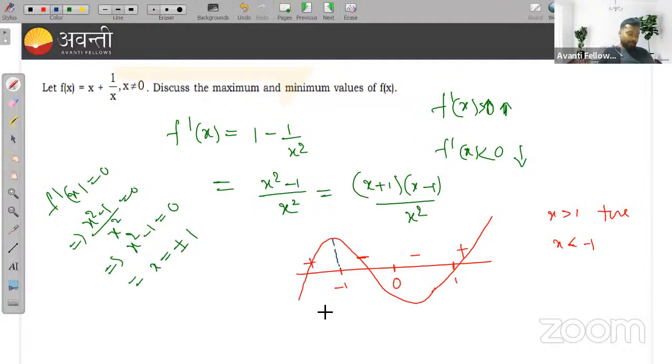At x is equal to minus 1, you are getting local maxima, and at x is equal to 1. At x, sorry, the graph got a bit different. We can draw the graph like this.